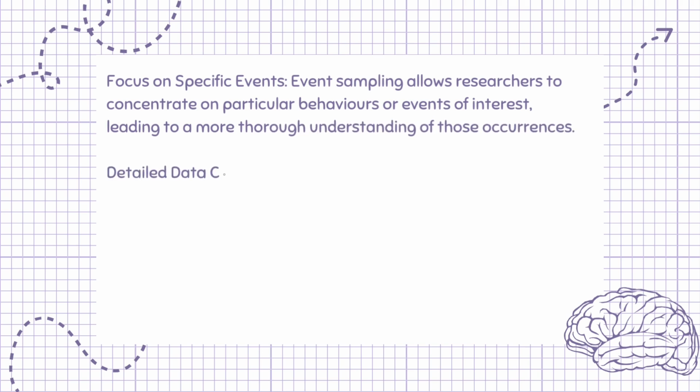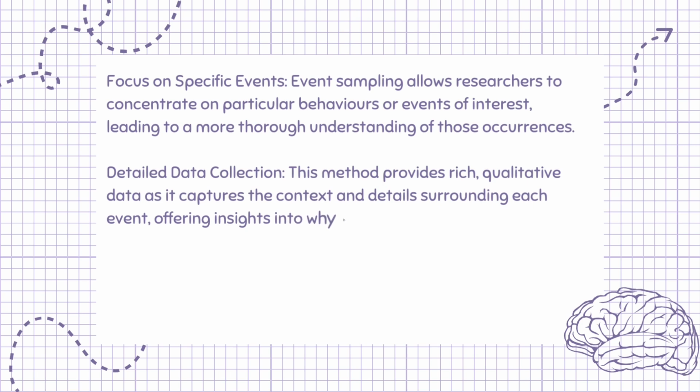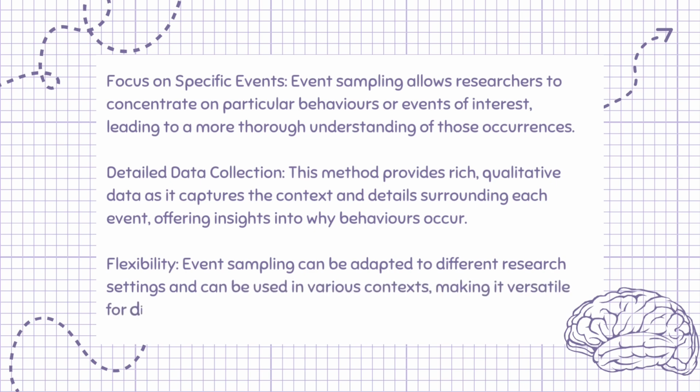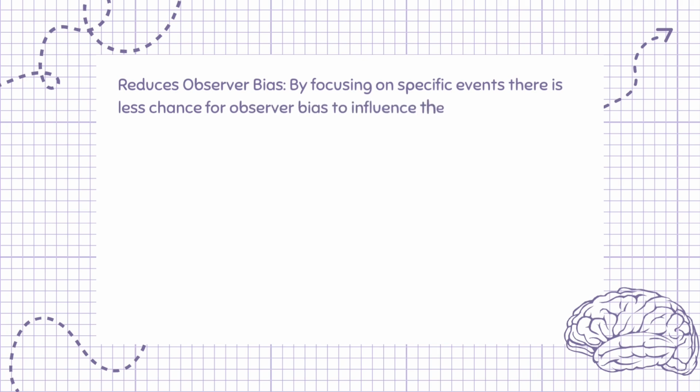Detailed data collection. This method provides rich, qualitative data as it captures the context and details surrounding each event, offering insights into why behaviors occur. Flexibility. Event sampling can be adapted to different research settings and can be used in various contexts, making it versatile for different studies. Reduces observer bias. By focusing on specific events, there is less chance for observer bias to influence the data.